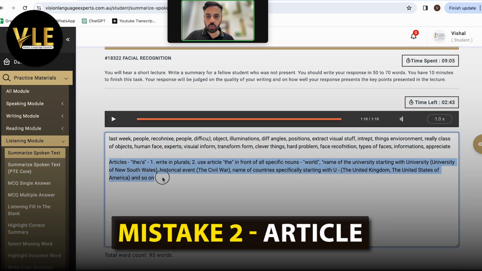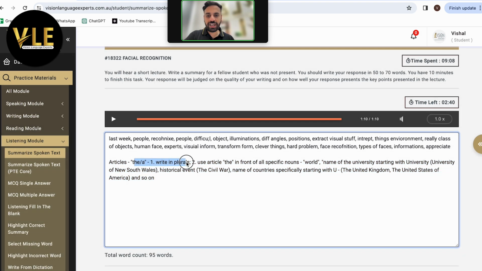The second thing is to use articles properly. First, try to write as much as possible in plurals so that you don't have to write the article "the" in front of it. But for some words which are specific nouns, like world, universe and so on, always add "the" in front of it, otherwise you will incur a grammar mistake. And especially names of countries starting with U, like the United Kingdom, the United States, names of universities starting with U, like the University of New South Wales, and historical events like the Civil War and so on. Okay, so that's very important, right? This is a must-do thing.